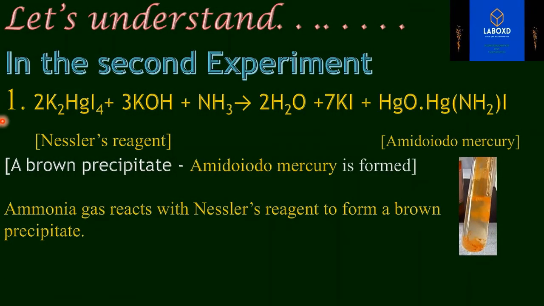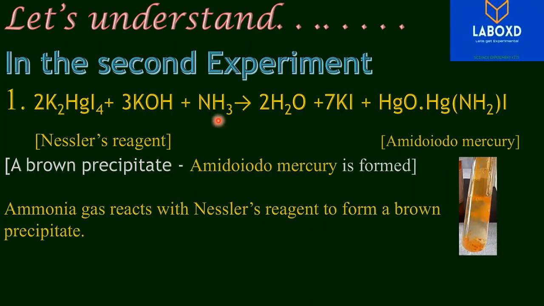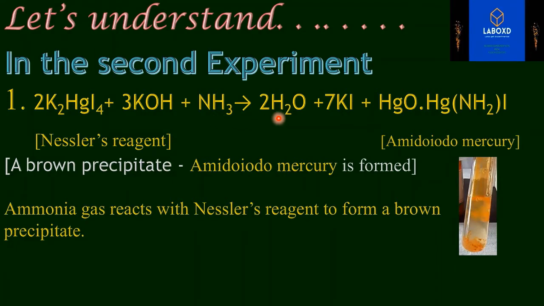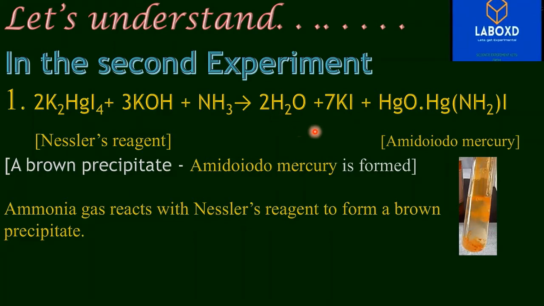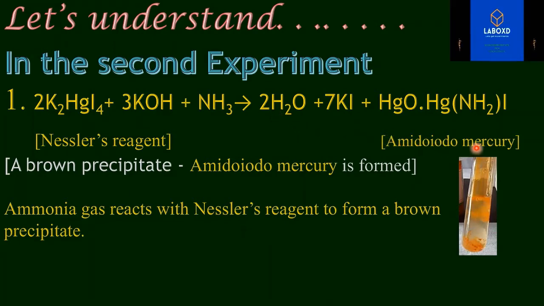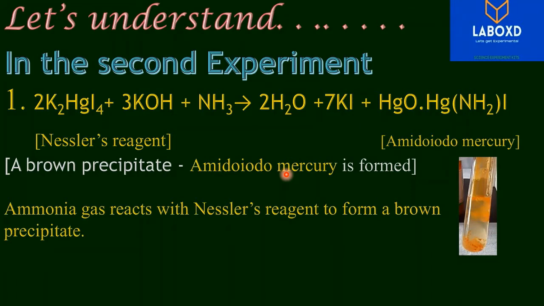In the second experiment, we used the Nessler's reagent. Nessler's reagent is a combination of K2HgI4 and KOH, that is potassium hydroxide. It reacts with ammonia to form a complex compound called amido-iodo-mercury. This is the brown precipitate which is formed when Nessler's reagent reacts with ammonia.